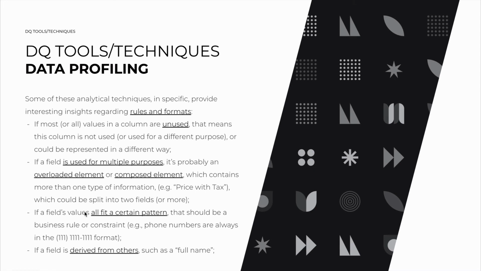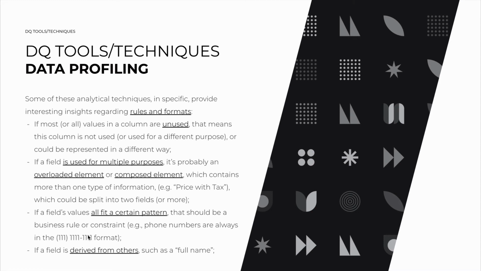Or another example is if all the values of a field fit a certain pattern, that should be a business rule or a constraint. For example, phone numbers are always in this specific format, then this should be a format. Or for example, if in the gender column you only have 3 values, male, female, and custom, then a business rule should be that the only 3 acceptable values are these.